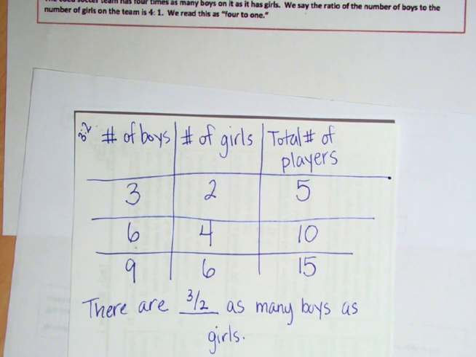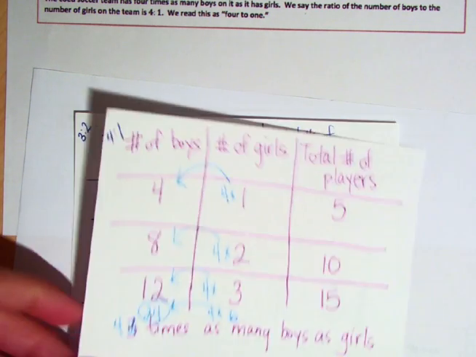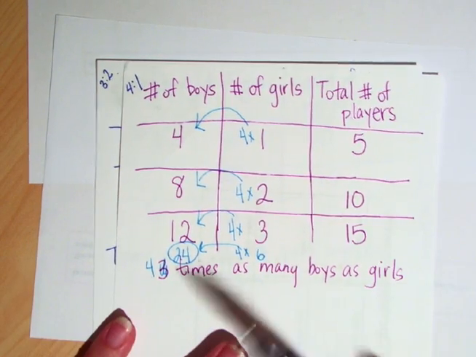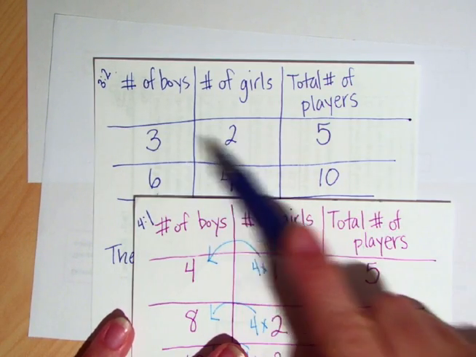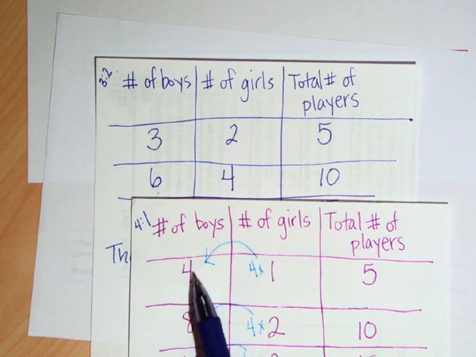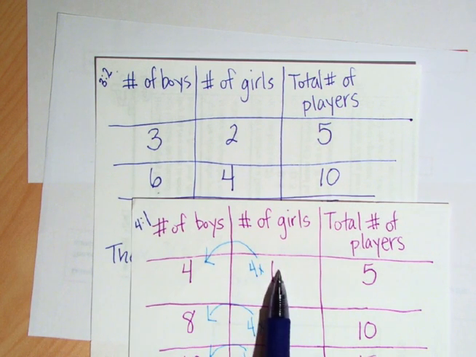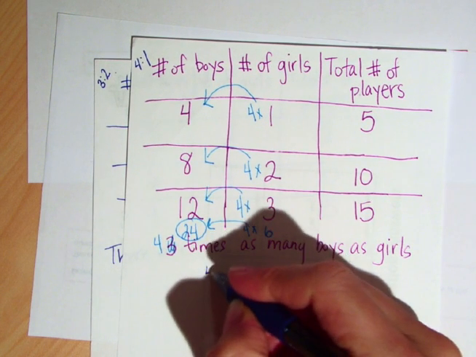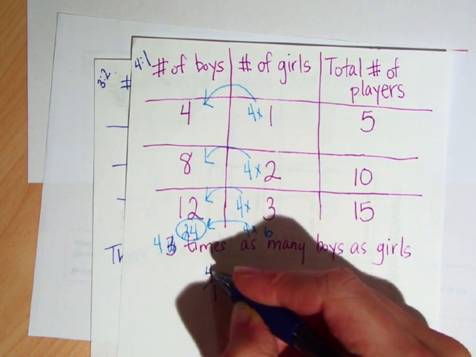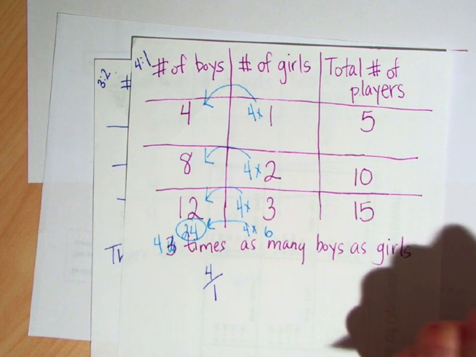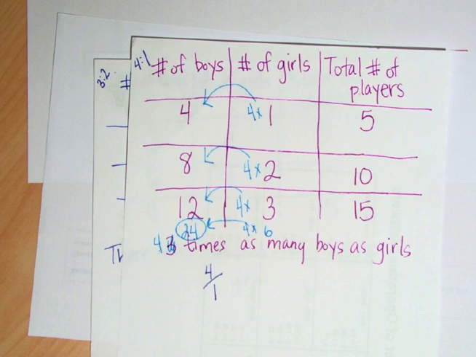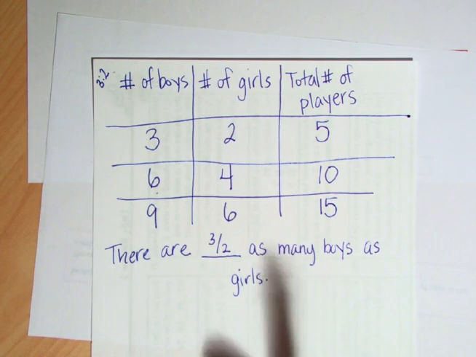That is a little bit tricky. I can do the same thing with the first example. Let's take a look back there to see how that does work. If I put the 3 over 2 to make 3 halves, I should be able to do the same thing here, 4 over 1. So if I put 4 over 1, it means 4 divided by 1, which is 4. So 4 times as many boys as girls. It still works. Okay, so that's why it works here.